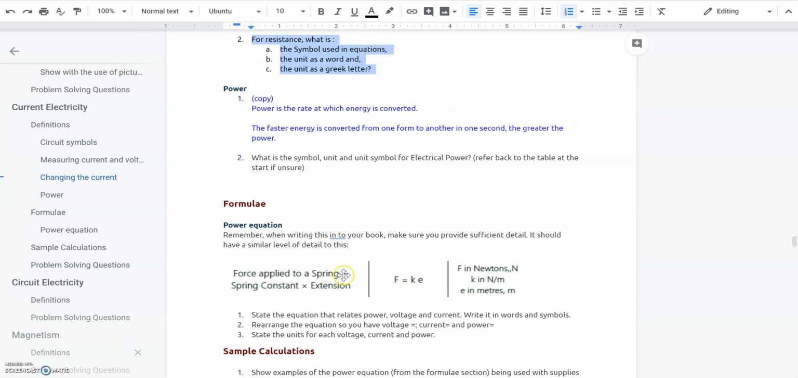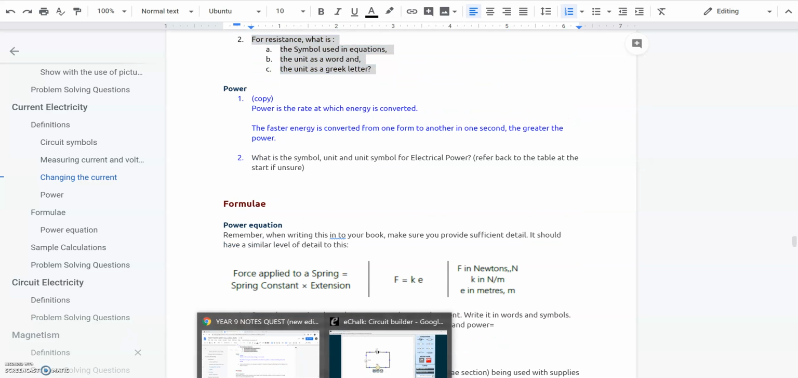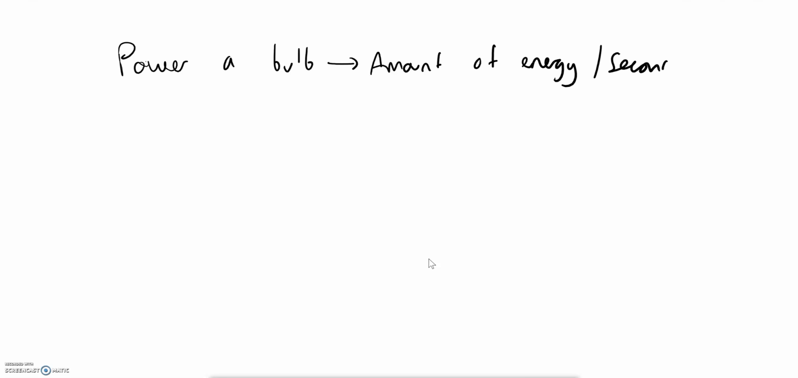And then it starts to talk about power. Now, we've talked about power previously. That's the rate at which energy is transferred. Okay, and we did that when we ran up the stairs. So in this case, if we think of the power of, say, a bulb, this is going to be the amount of energy we get per second. So that would be light and heat in the case of a bulb, amount of energy per second. It's a rate. The symbol for power, remember, is P, and the units named after the Scottish scientist are watts. Symbol W.